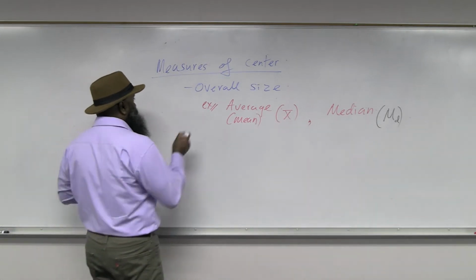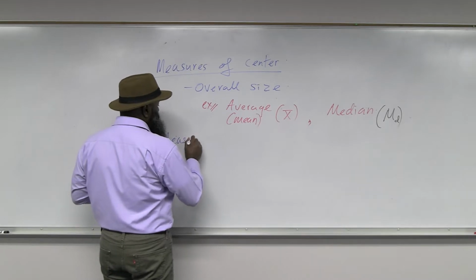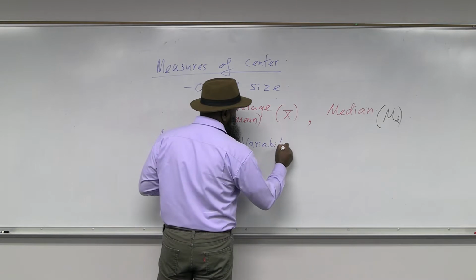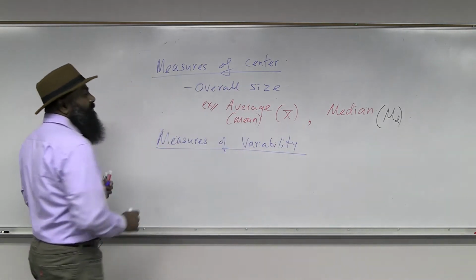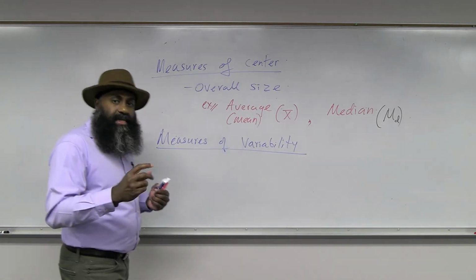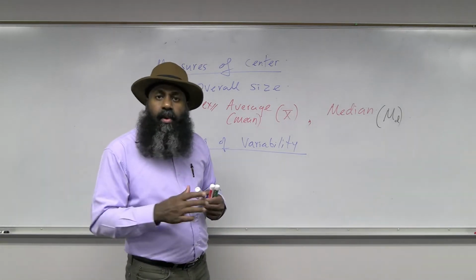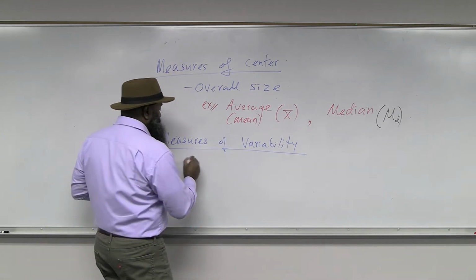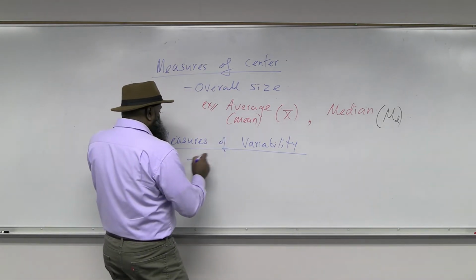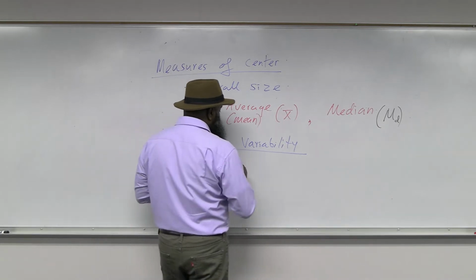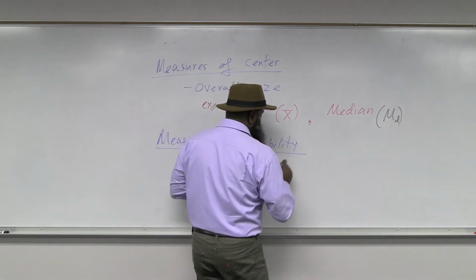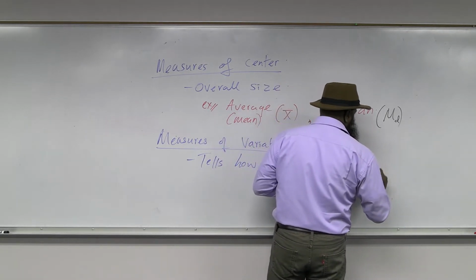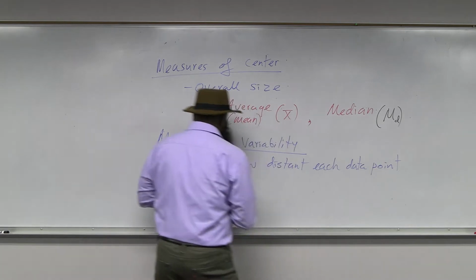And then we also have measures of variability. These measures quantify how distant each individual data point is compared to the center. Okay. This tells how distant each data point is compared to the center.